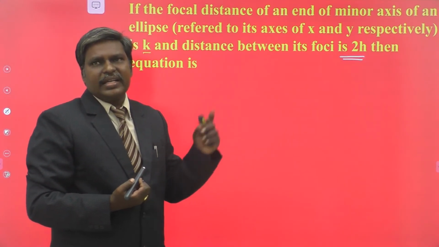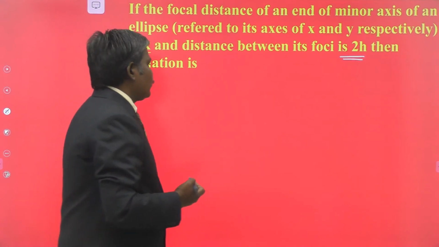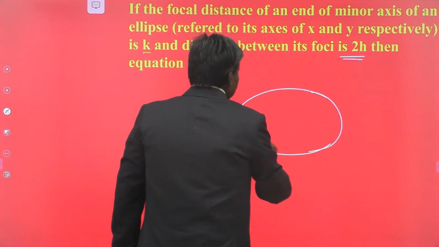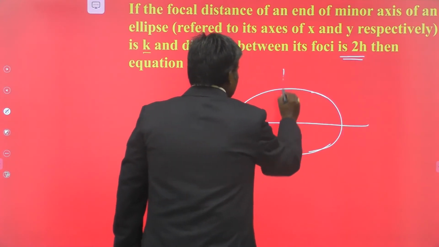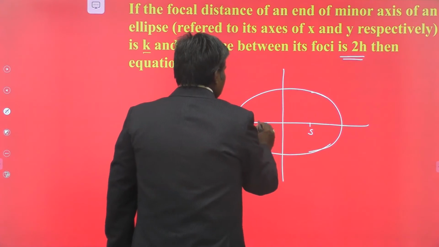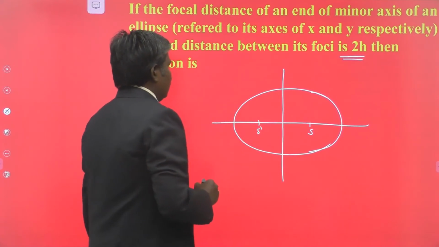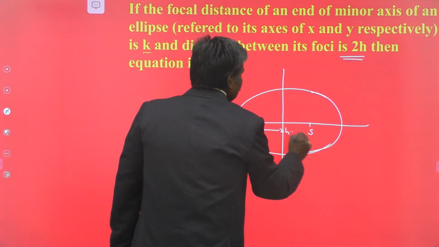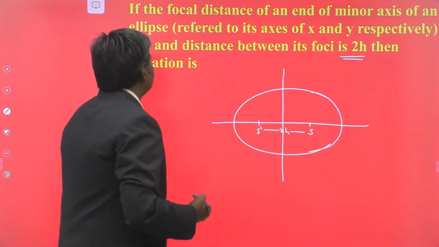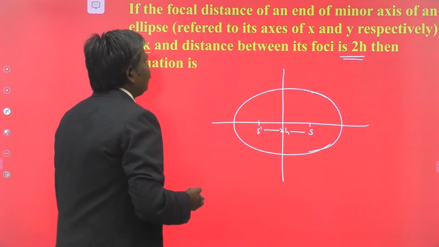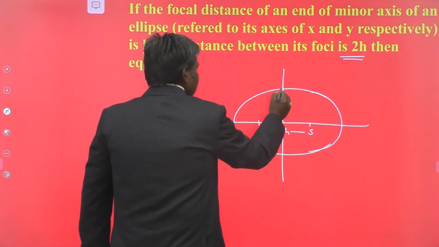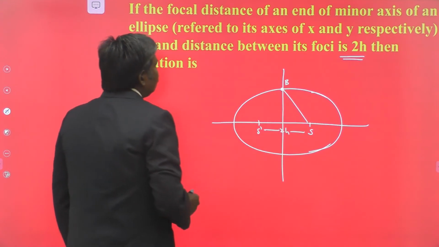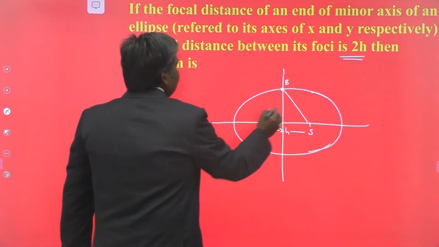Major axis along x-axis, minor axis along y-axis here. This is your ellipse. The distance between the two foci is given to you. This is one of the foci, this is the other focus. The distance between the two foci is 2h. And the focal distance of an end of the minor axis is given to you. This is the end of the minor axis, B say. Its distance is given to you. What is the distance here? k units.